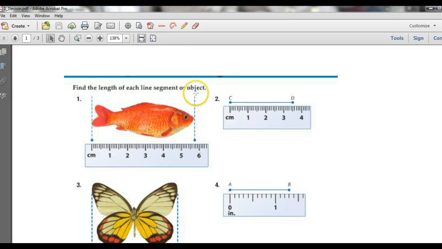Okay, this is lesson 1-2, page 18. Find the length of each line segment or object. So for number 1, we would have 1, 2, 3, 4, 5 point. Let's see, 1, 2, 3, 4, 5, 6, I would say about 7. 5.7 centimeters or 57 millimeters.